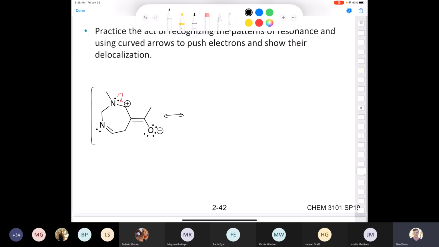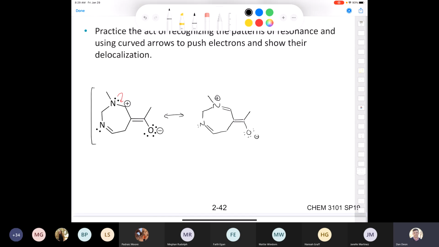Let's draw that out. Now I'm not the cat's meow at drawing 7-membered rings, but I do what I can to earn a living. Okay, there we go. We have a double bond, we have our oxygen with a negative charge like this, and now we're going to have a positive charge on the nitrogen and no charge on the carbon. So that's one resonance contributor. Absolutely, that's a beaut.